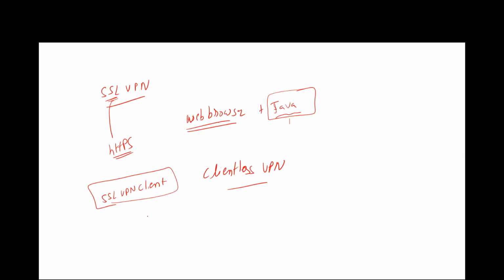So for you to start with the SSL VPN, you will first use your web browser, connect to the firewall. You'll first use the web browser, connect to the firewall, perform user authentication. Once the user authentication is done, then your firewall will give you SSL VPN client that is compatible with your computer's operating system. Right? Firewall will give you the SSL VPN client that is compatible with your system's operating system.